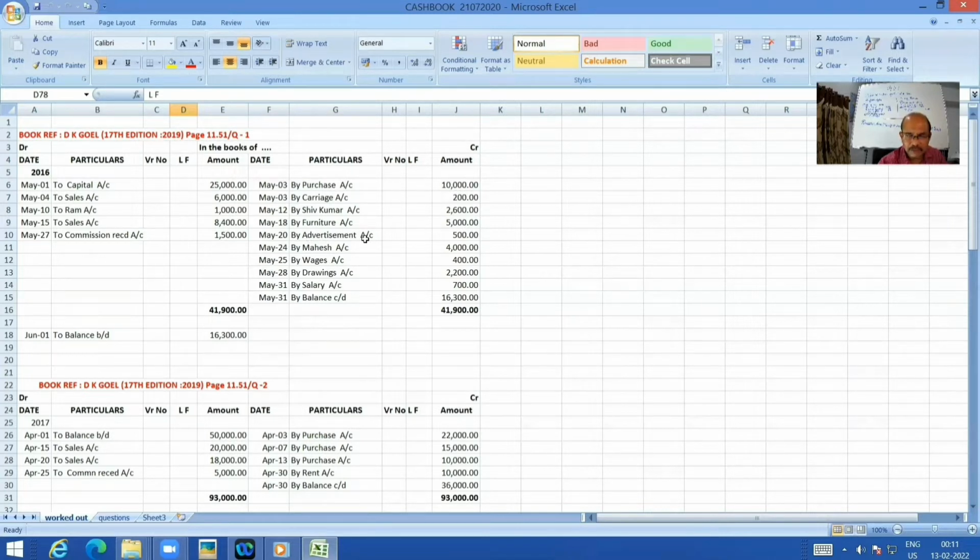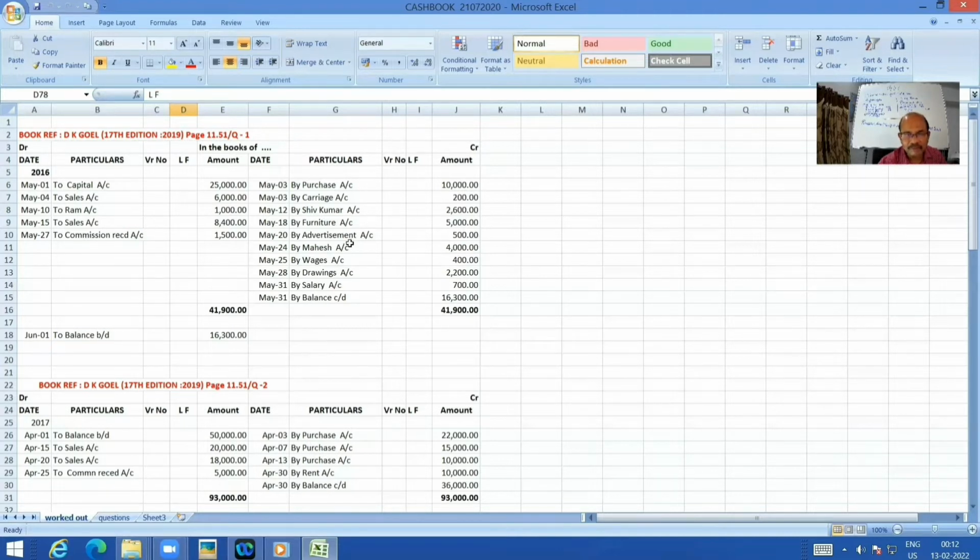Advertisement expenses to cash or cash by advertisement expenses. Okay. Purchase of goods from Mahesh on credit. On credit means I did not pay him anything. You give me the goods, to be paid later on. At this moment, there is no cash movement. It's not a cash transaction, so it does not come here. So it is absolutely a credit dealing.